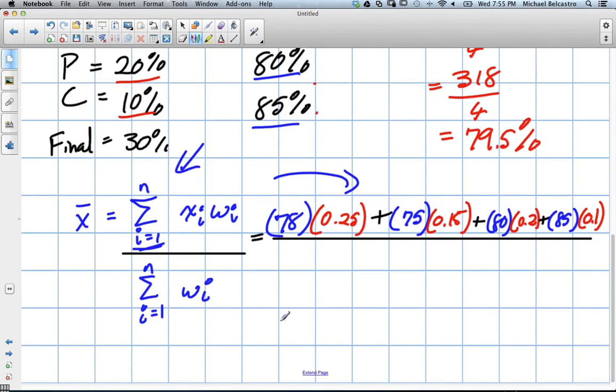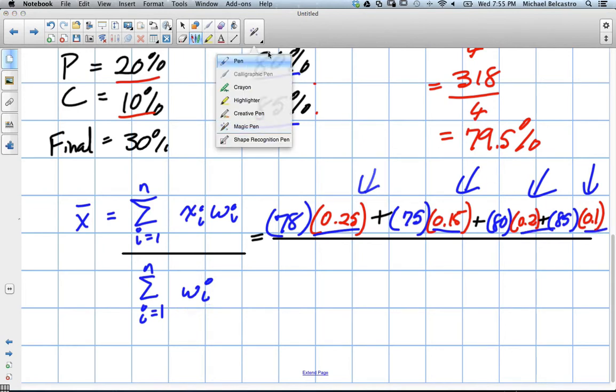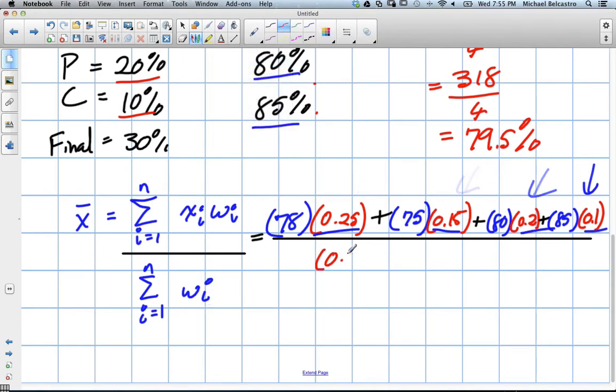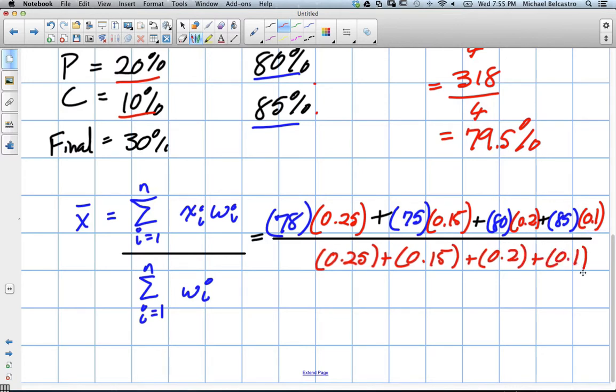Now the bottom half of this is a little different. It's the sum of the weights. Well, these are all of the weights. Okay, so that means we're summing all of these values in red together. So let's sum them up. 0.25 plus 0.15 plus 0.2 plus 0.1. Okay, that's the sum of the weights. We actually don't include these values here. Okay? These values aren't included for our final weight.